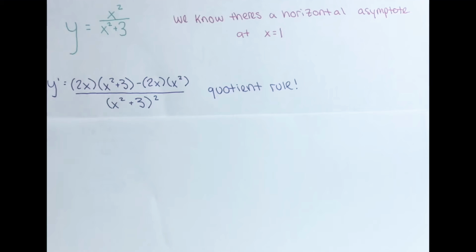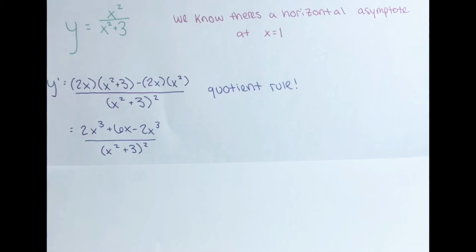So the first step here is to find the first derivative, and we do that by using the quotient rule. That is the derivative of the numerator multiplied by the denominator, subtracted by the derivative of the denominator multiplied by the numerator, and that is all over the denominator squared.